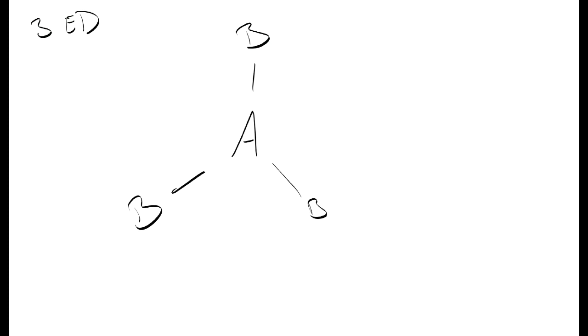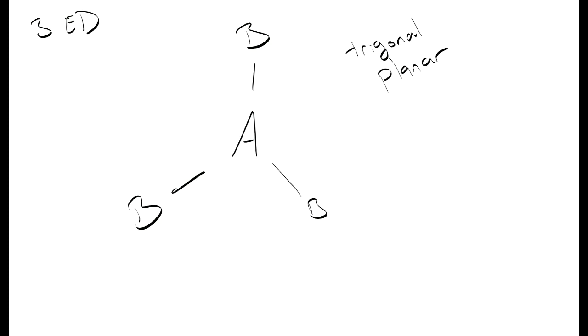Now we have 3 electron domains. They'd want to get as far apart from one another as possible. So we have our central atom, and then 3 things bonded to it. So let's just go B, B, B, and there's our compound. And we call this trigonal planar, because it is a triangle on a flat plane. It's a perfectly flat molecule.